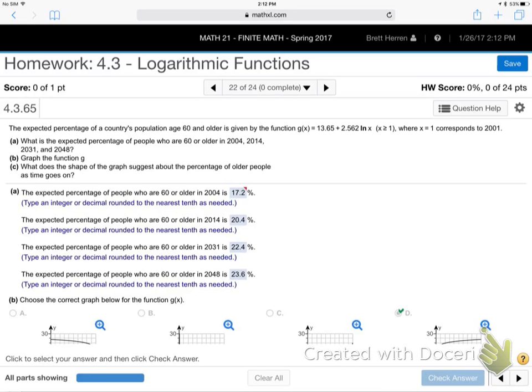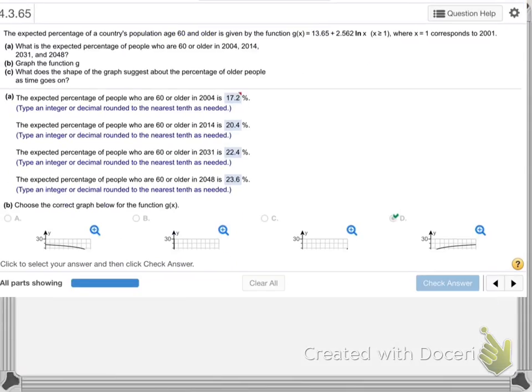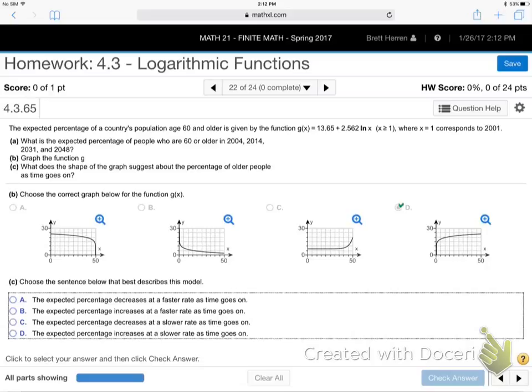Okay, so let's answer the final. Oh, wait, I thought I had the final question here. I don't have the final question. What happened? Where'd it go? Did you guys already answer it? I'm just fooling around on my own here. All right. Yeah, so choose the sentence. So this is the right graph. The expected percentage increases at a slower rate as time goes on. Yeah. All right, so that's easy. We're done. No more.